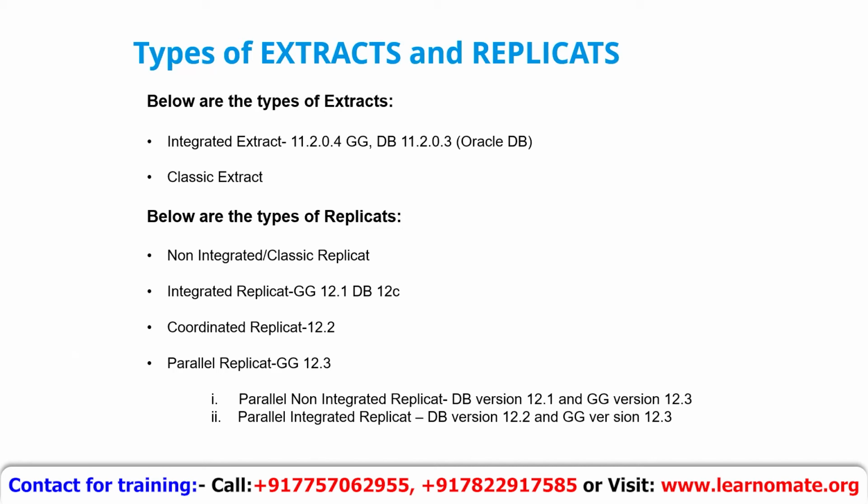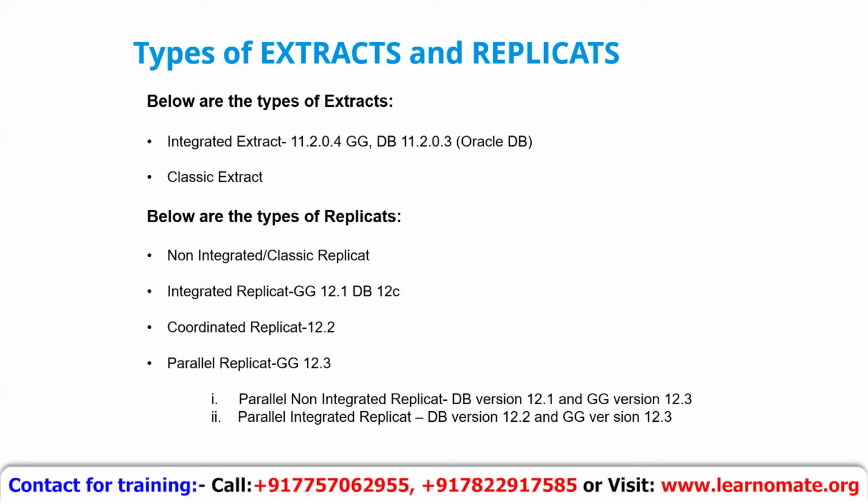Now, when GoldenGate was introduced, there was only one type of extract. The extract extracts the data from the source database, and the replicate applies the data to the target database. So extracts and replicates are the processes involved in Oracle GoldenGate replication, which we'll be discussing in the next slide. But the different types of extracts are integrated and classic. When GoldenGate was introduced, there was only one type of extract. Now in GoldenGate version 11.2.4, Oracle introduced integrated extract, and they renamed the existing extract to classic extract.